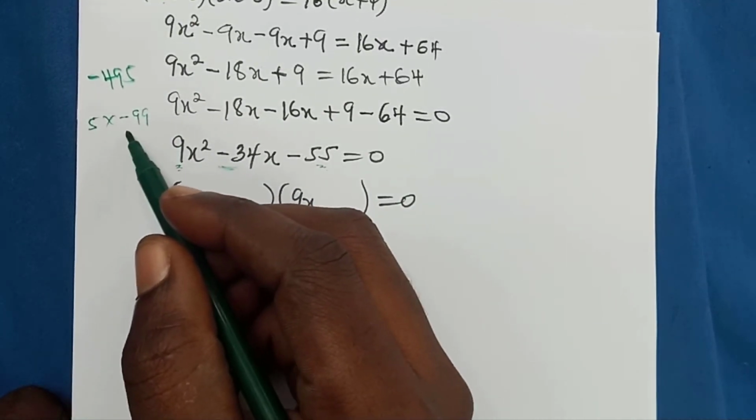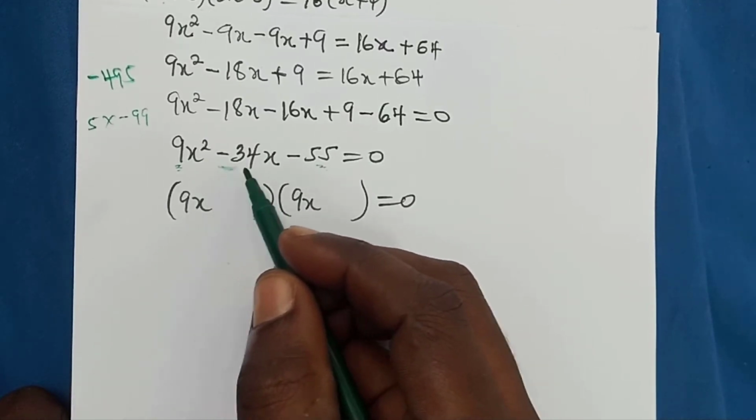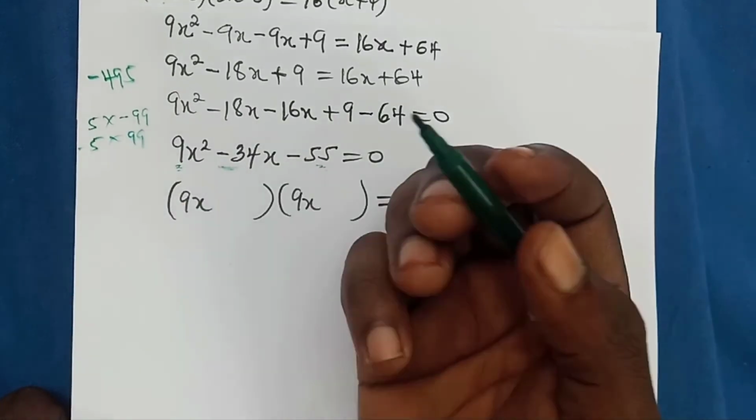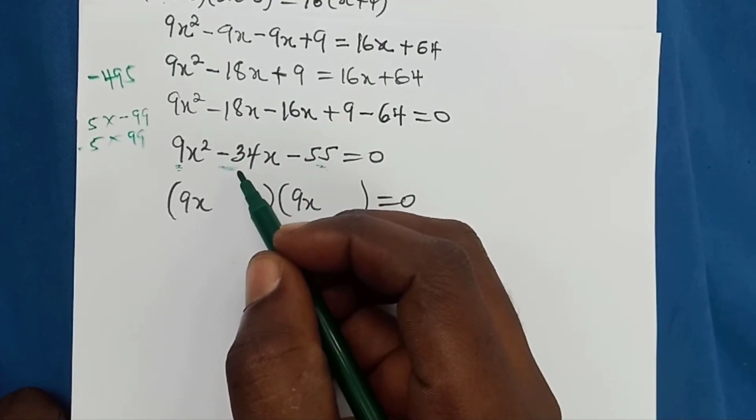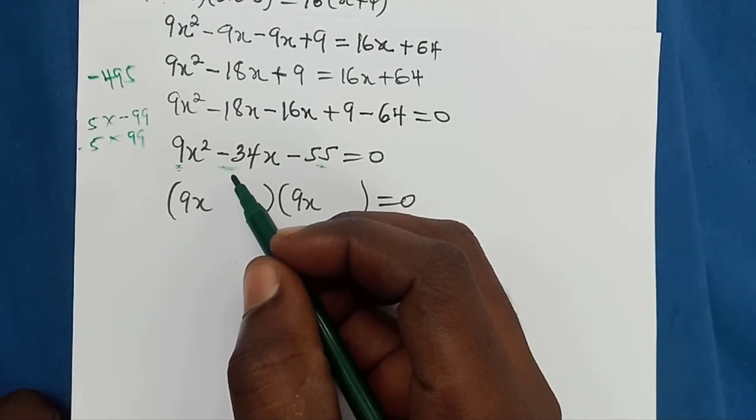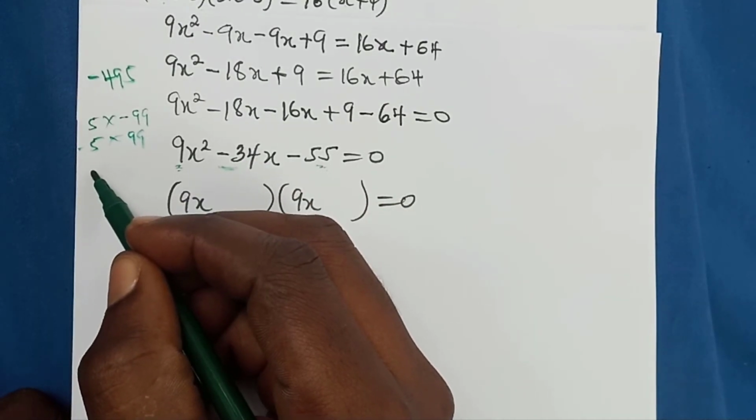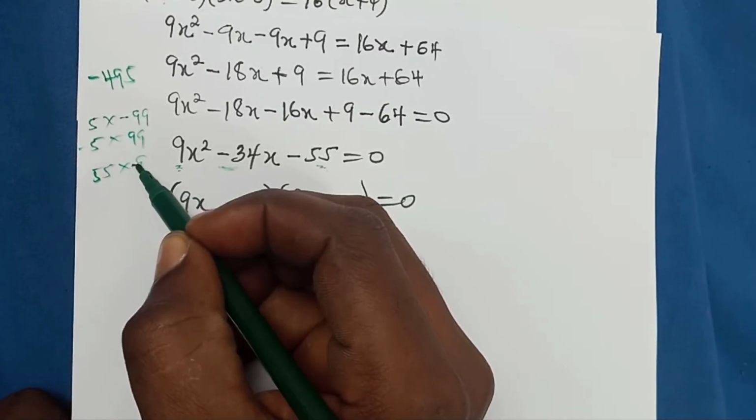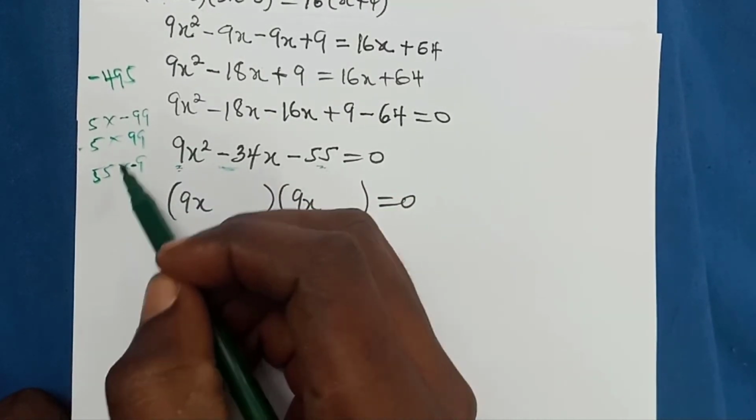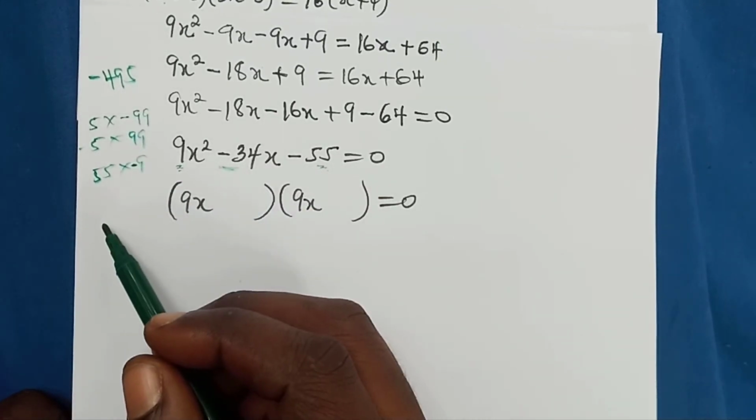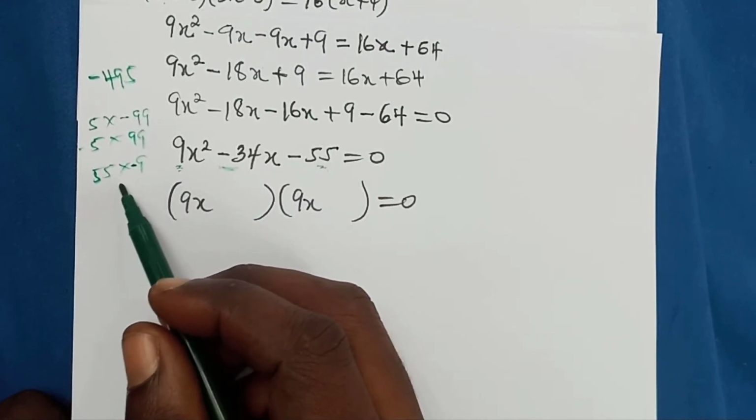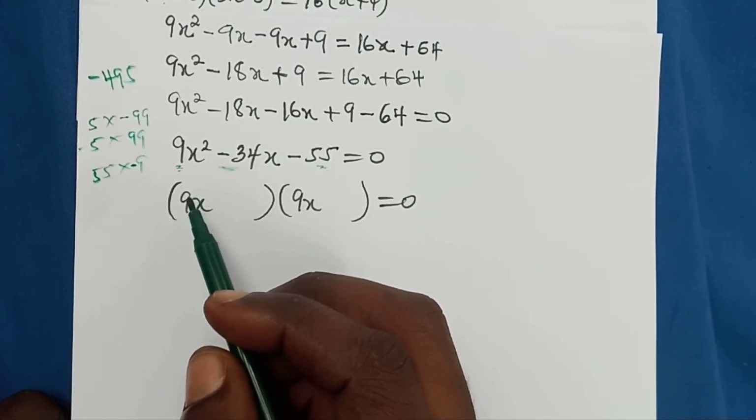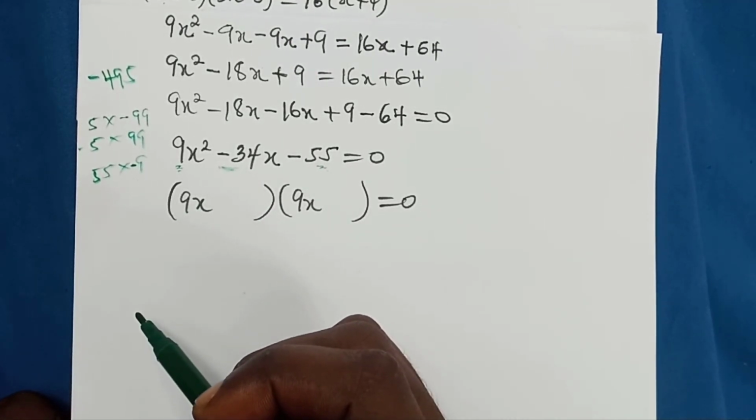But if you add or subtract, will you get negative 34? No, you can never get negative 34. Okay, let's think of 55 times negative 9. These are also factors of negative 495. But if you add these two, will you get negative 34? No. All right, so let's think of a different factor.